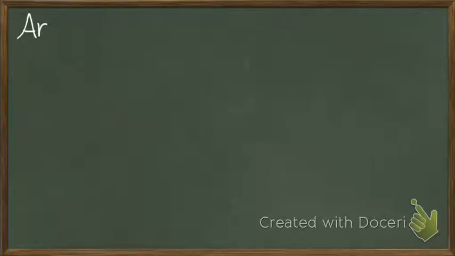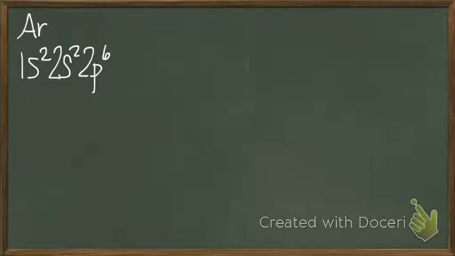Ready? We start with always 1s2. Then comes 2s2. All together now, 2p6. Y'all are not doing this together. 3s2, thank you, Casey, and 3p6.